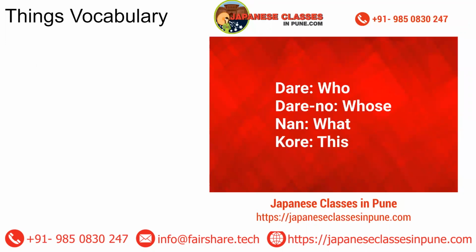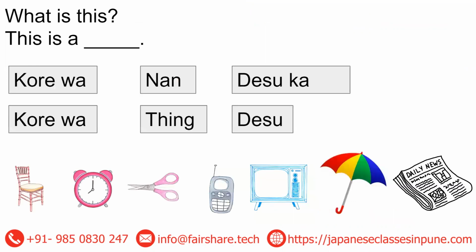Dare is who. Dare no is whose. It's pronounced as dare, and not dare. So make sure when you're saying this, it's dare. Who and whose. Nan is what. And kore is this. Nan और kore, हमने सीख लिया है. We've learned it in the past, like yesterday's and day before yesterday's session. So nan and kore is what and this.